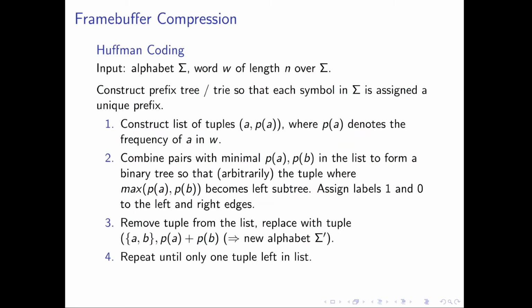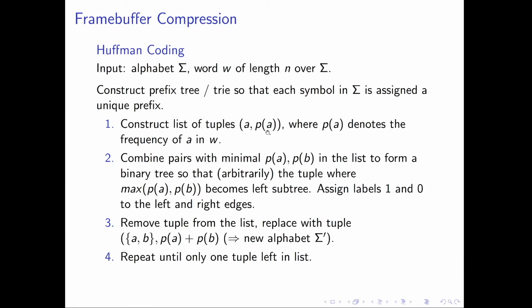And the input to the Huffman coding algorithm is just an alphabet sigma, and then we're given a word W of length n over the alphabet. And then the algorithm consists of constructing a trie or a prefix tree so that each symbol in sigma is assigned a unique prefix.